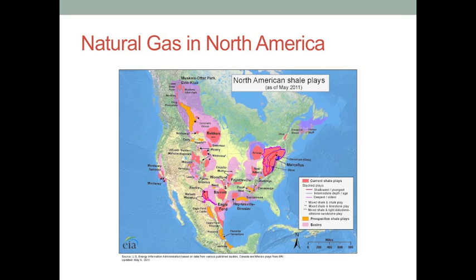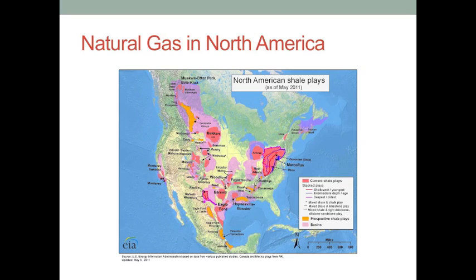Finally, today I want to introduce the question of natural gas and resources in North America. One of the advantages that North America has, both the United States and Canada, is its vast resource wealth. And in recent years, this resource wealth has taken a new form, and that is the extraction of unconventional natural gas and oil from shale beds.